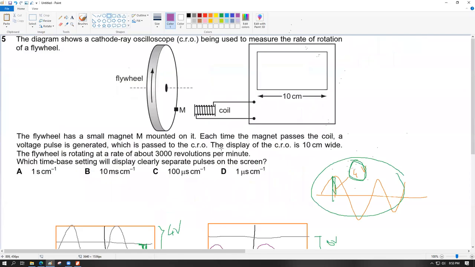What this question tells us is something like this. Have a look. The diagram shows a cathode ray oscilloscope, CRO, being used to measure the rate of rotation of a flywheel. So this is a flywheel, which is essentially a pretty heavy metal disc. It is perfectly balanced at its center point or pivot point, and it rotates, and it can be used as a temporary reservoir of kinetic energy.